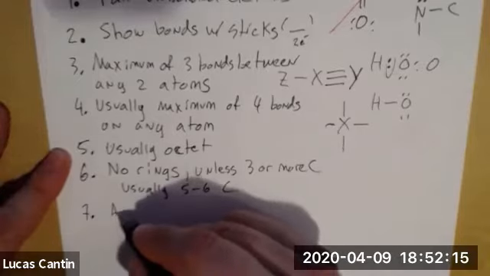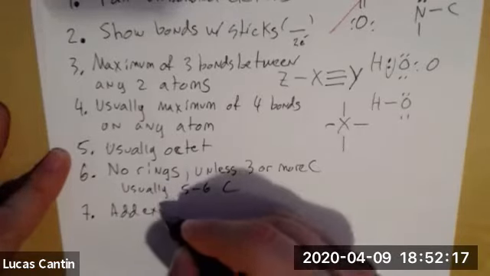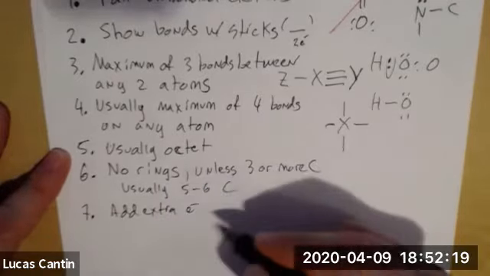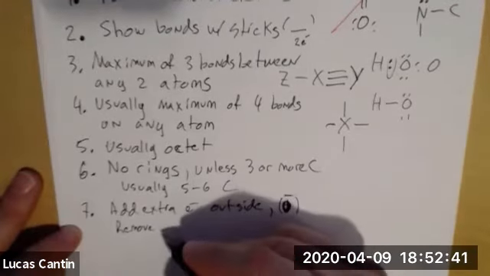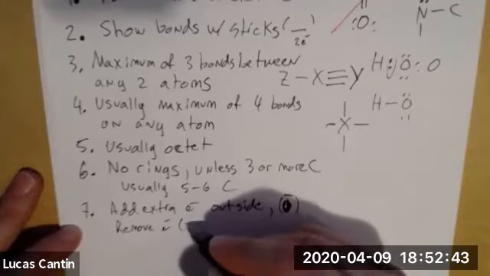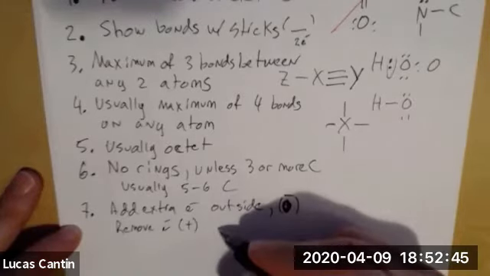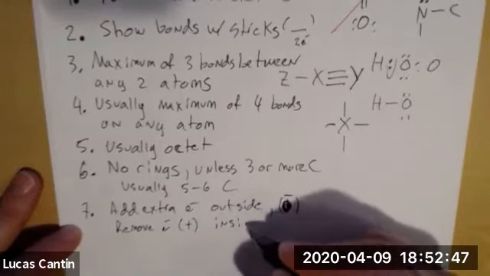If you have to add extra electrons, you do it to the outside. And you remove electrons when you have a positive charge. And you remove electrons usually from the inside of the structure.